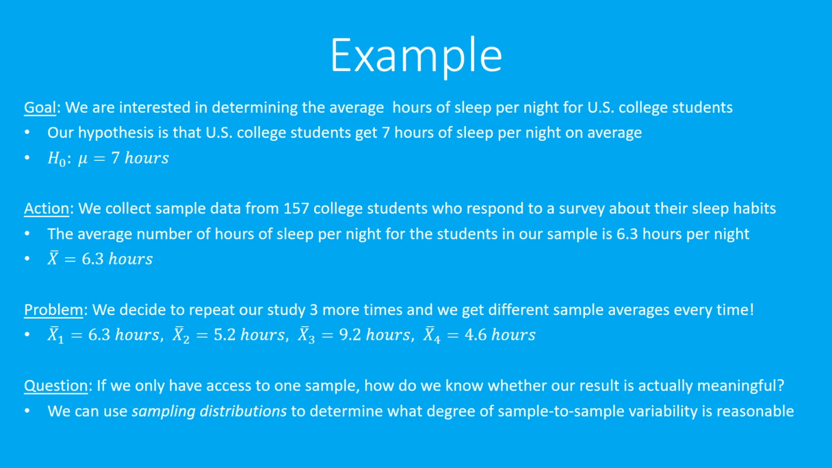So the question is, if we only have access to one sample or a few samples, how do we know whether our result is actually meaningful? And when I say meaningful, I mean this in the sense of, how do we know whether or not this is actually reflective of a population parameter, or a population trend or a characteristic? And so the way that we can help figure this out, or at least make an educated guess, is we can use sampling distributions to determine what degree of sample to sample variability is reasonable.